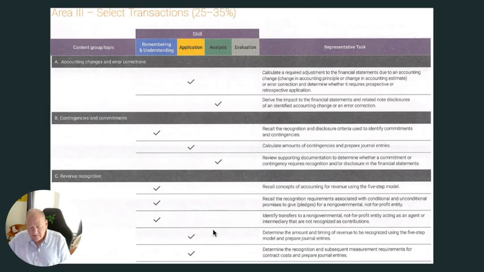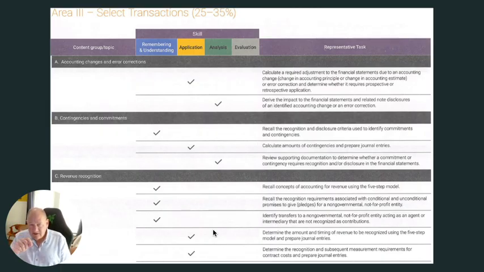Now, the core principle is that an entity recognizes revenue for the transfer of promised goods or services to customers in an amount that reflects the consideration to which that entity making the transfer expects to be entitled. So I give you something, I expect to be entitled to something in exchange for that. And that's going to be the way we're going to think about the recognition.